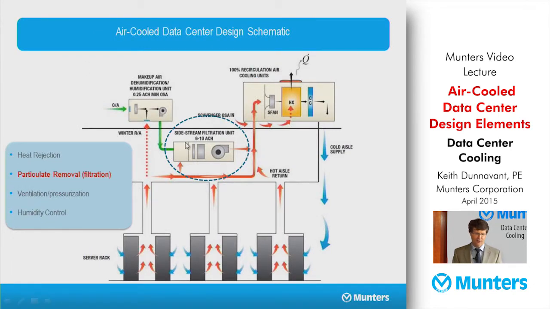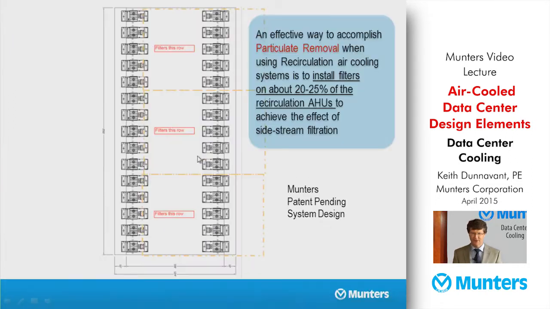So drilling down some more into particulate removal, again, this is this element here which has filters. It could have pre-filters, often MERV 8 filters with a MERV 13 filter. It depends on your particular design equipment. I've shown it here as a side stream filter, as a separate component. In actual practice, a more effective way to do it is to install filters on select recirculating cooling units.